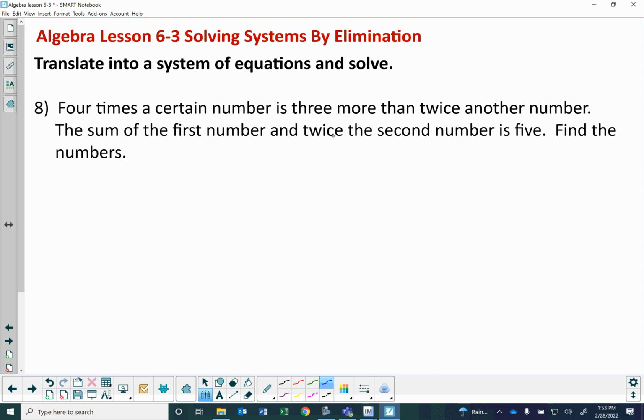It says 4 times a certain number is 3 more than twice another number. The sum of the first number and twice the second number is 5. Find the numbers. Well, we're talking about a first number and a second number. So why don't I let x equal my first number, and let y equal my second number.